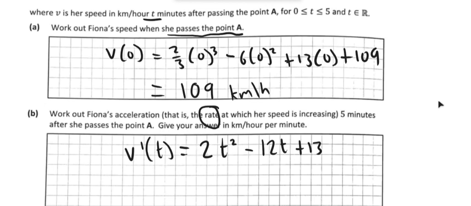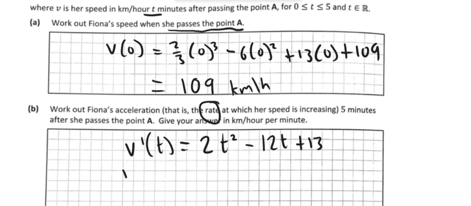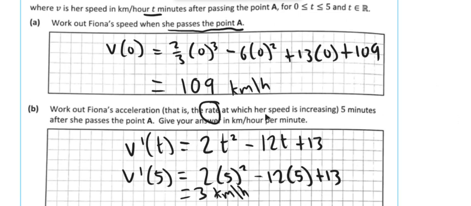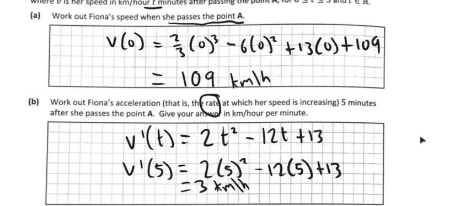So that's it differentiated. Then we just need to find v dash of 5 because it's for 5 minutes after. So 2 times 5 squared minus 12 times 5 plus 13, and you need to use your calculator. You should get 3 in the end. So 3 kilometers per hour. So that's the rate.